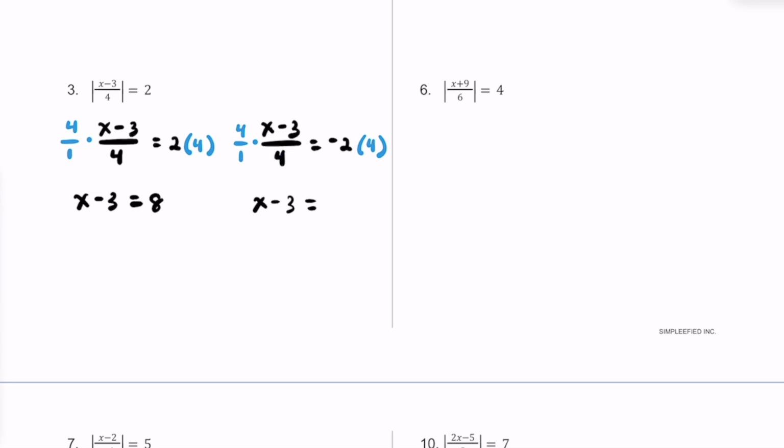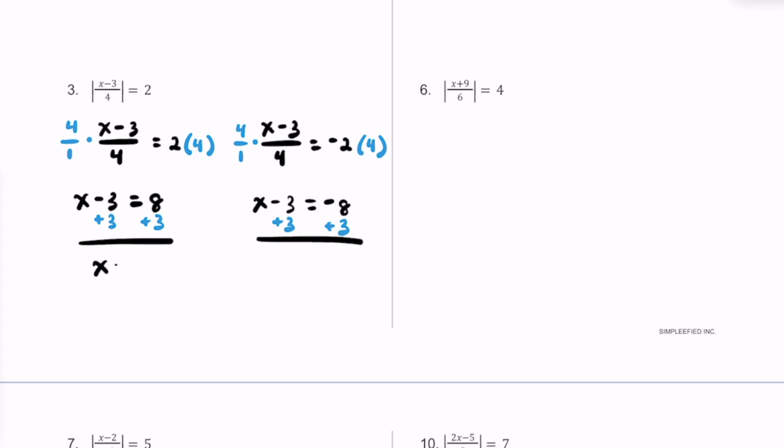That's going to be equal to, and then this negative 2 times 4 is going to be negative 8. All right, so we have one-step equations here. Let's go ahead and use the addition property of equality and add 3 to both sides of both of these equations.